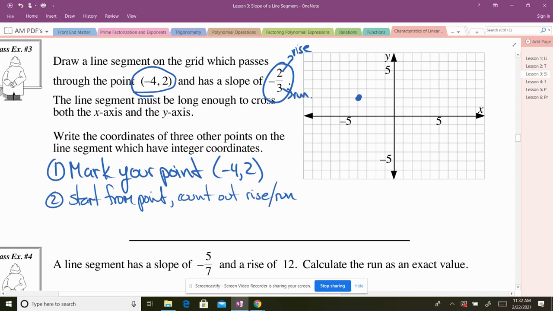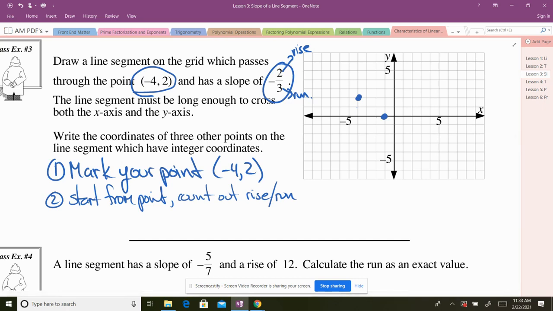Now, the negative is floating in the middle. You can put it to either one. I usually put it to the top. You can put it to the bottom if you want. Okay? So in this case, I'm going to start at my point. I'm going to say my rise is -2. So if it's -2, do I go up or down? So from that point, I count down 2. 1, 2. Then, what's my run? +3. Do I go right or left? 1, 2, 3. There's my second point.